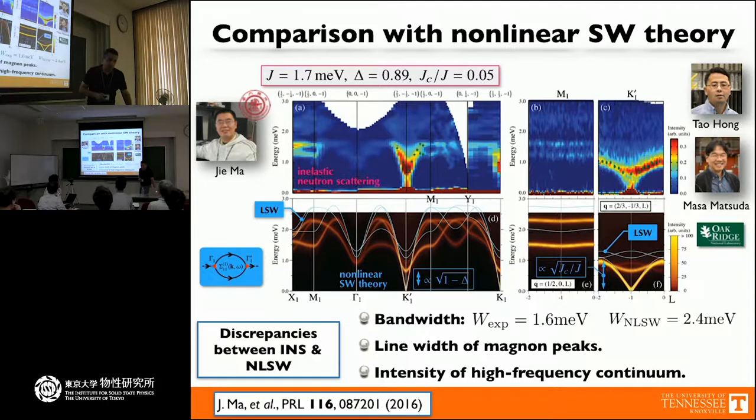But the surprise appears when, instead of looking at the static properties of this state, we look at the excitations, so at the dynamical spin structure factor. That was basically revealed by our colleagues in Oak Ridge, who were the first to measure this inelastic neutron scattering response in the material, and they found what Yoshi was describing yesterday.